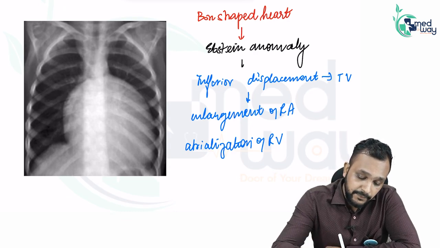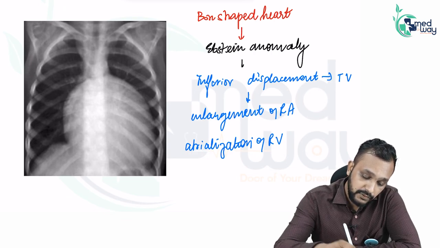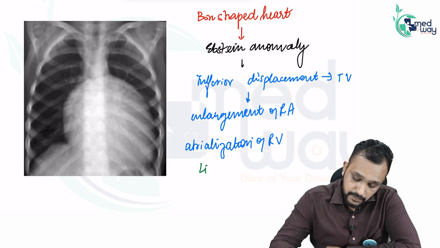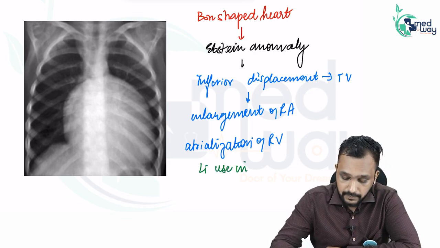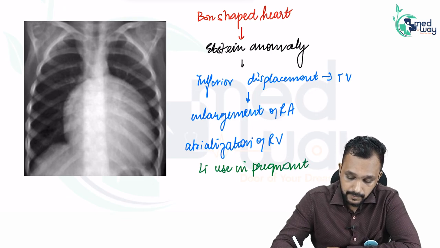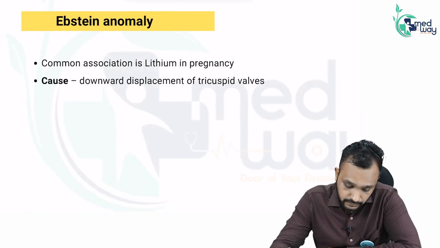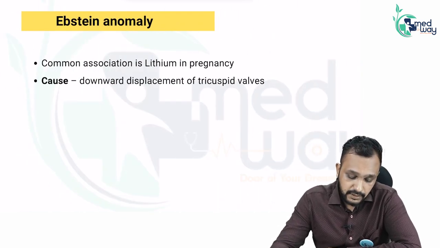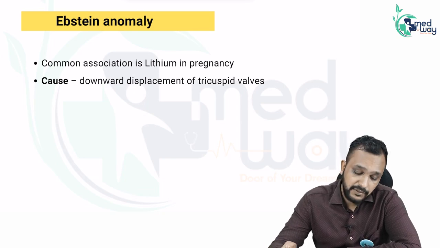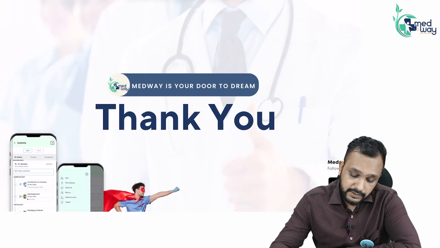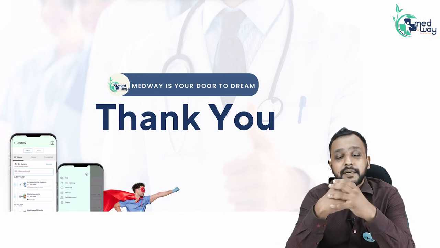Another very important MCQ from this is that it is associated with lithium use in pregnant females. Right. So, there is downward displacement of the tricuspid valve and it is associated with lithium use in females, right.